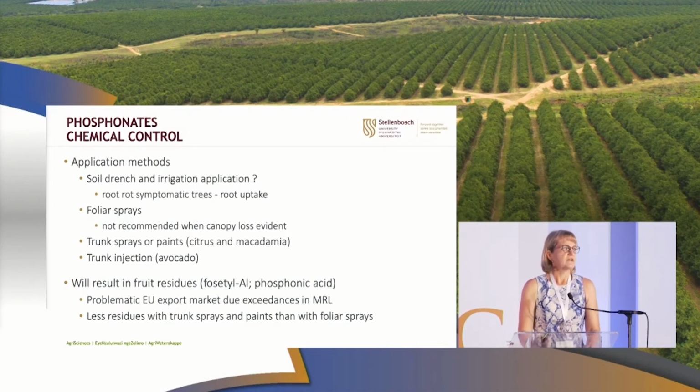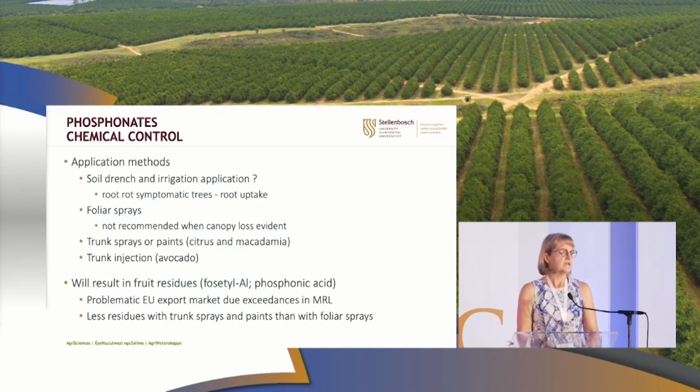Because these products move up and down in the tree, you can apply them in various different manners. They will end up in the roots or in your trunk tissue. For soil drench and irrigation applications, I've made a question mark there because there are a lot of unknowns both about the efficacy and the longevity of the products if applied to soil. However, I know this is a way that growers really like to apply it because it is the most practical way of applying the products.